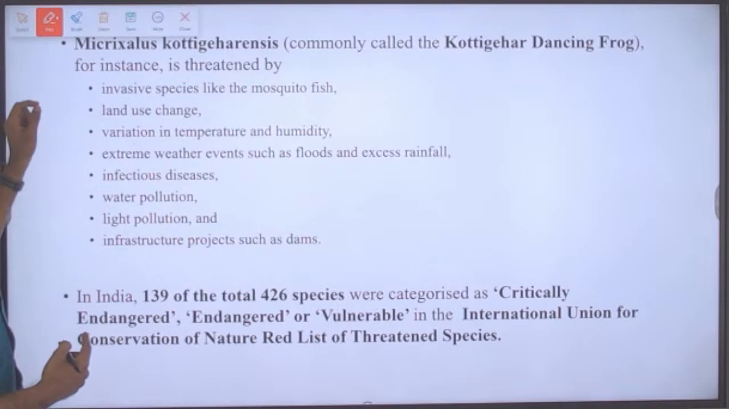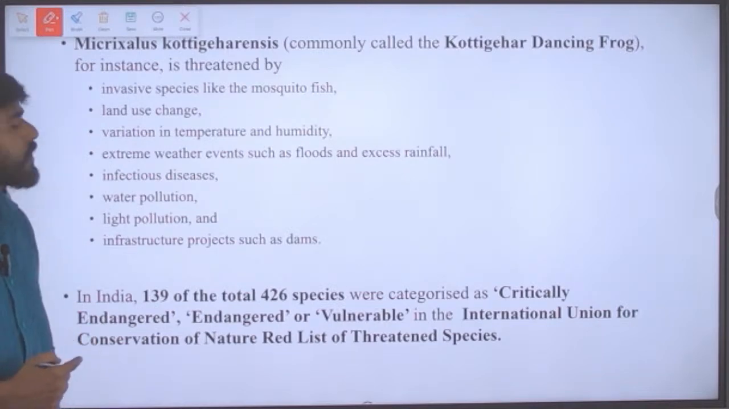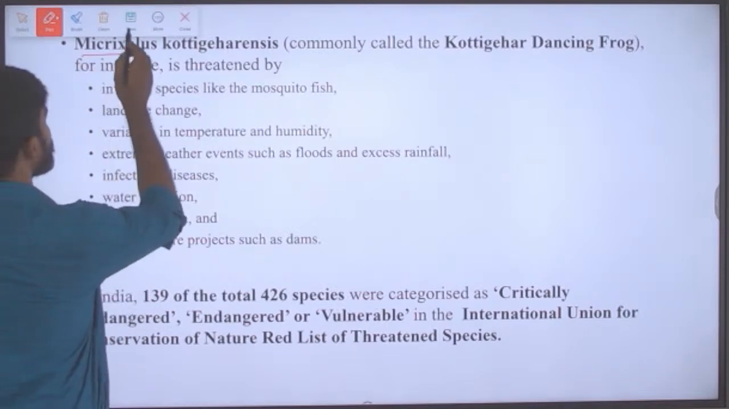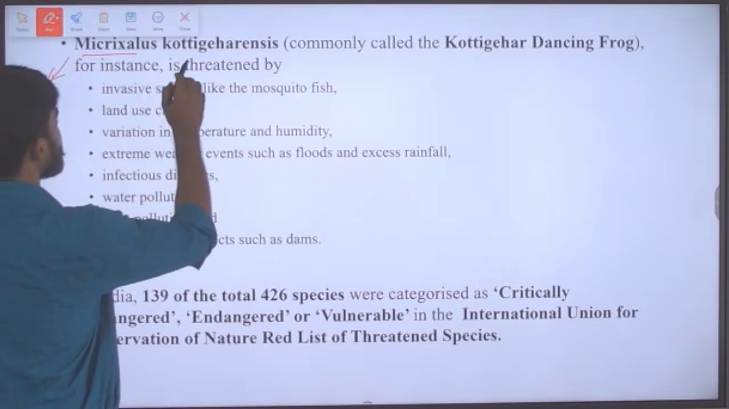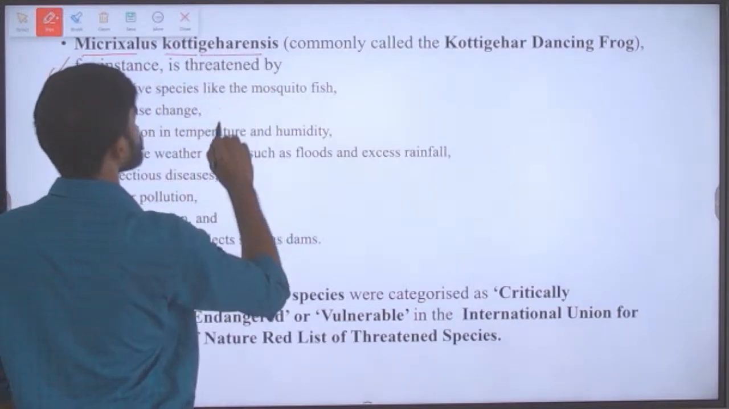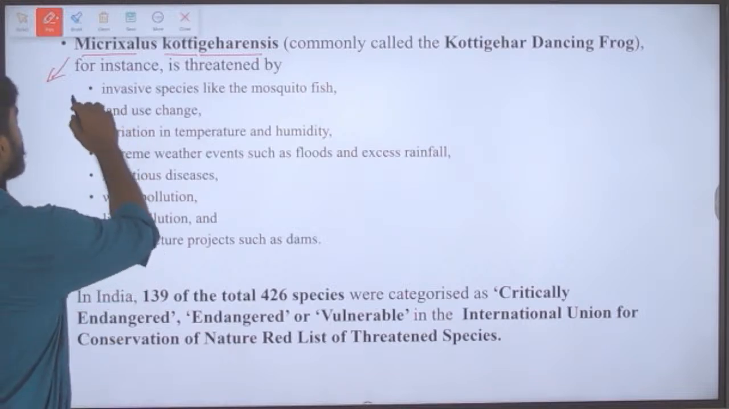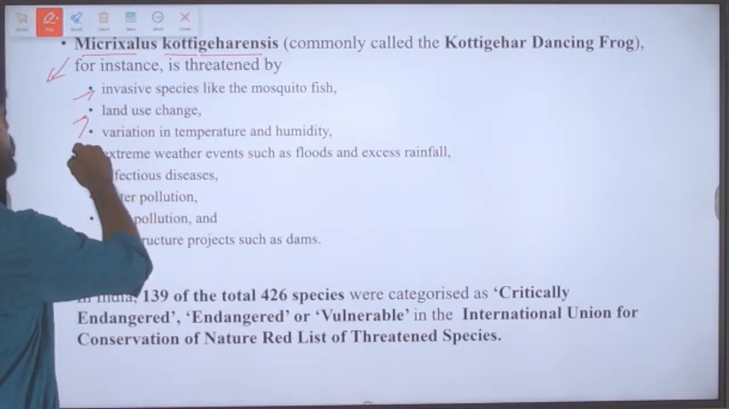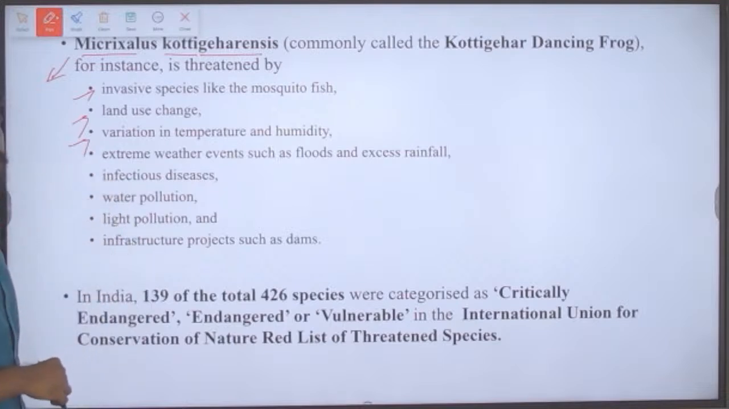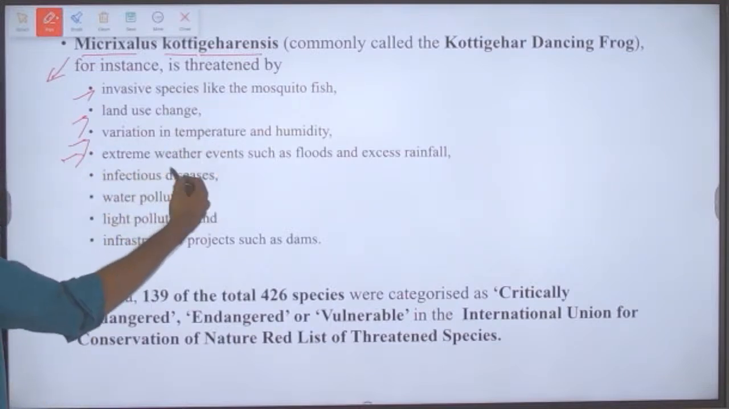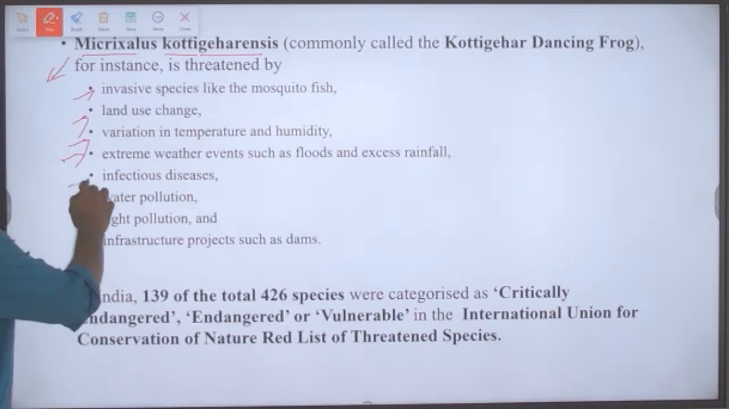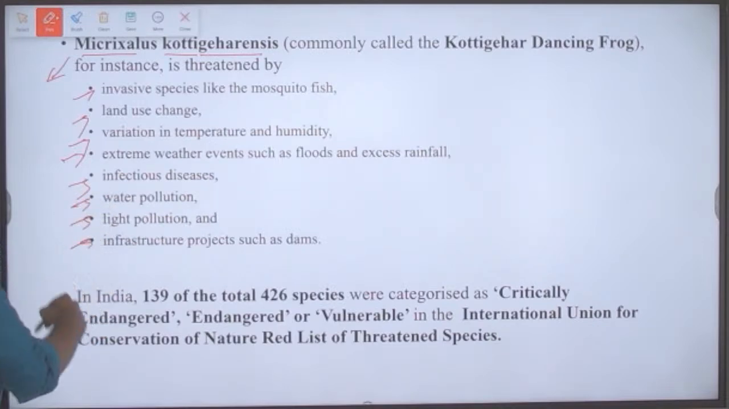Next, this particular variety of dancing frog which has been found in the Western Ghats is facing many threats. The scientific name for this frog is Micrixalus kottigeharensis, because it belongs to the genus Micrixalus. What is this kottigeharensis? Because it is found in the area called Kottigehara. These frogs are threatened by invasive species, land use change, variation in temperature and humidity, extreme weather events like flood and excess rainfall, infectious diseases, water pollution, light pollution, and infrastructure projects such as dams. These are all causing a major threat to these frogs.